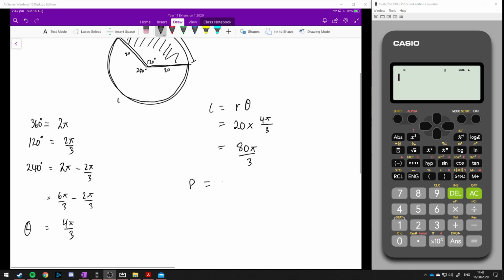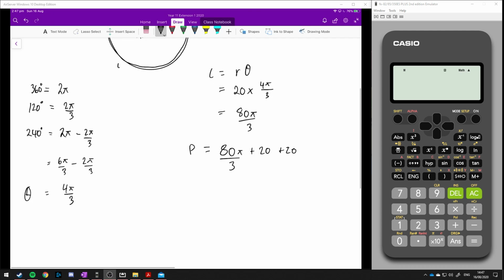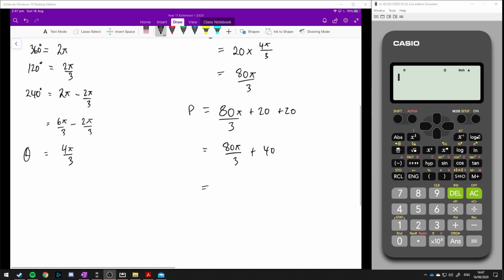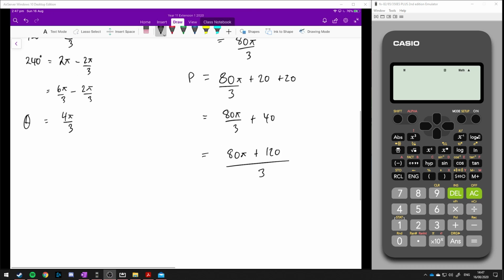So our perimeter becomes 80 pi on 3, plus 20 plus 20, like before, okay, which is the same as 80 pi on 3 plus 40, which is the same as 80 pi plus 120 on 3. And that's the total perimeter.